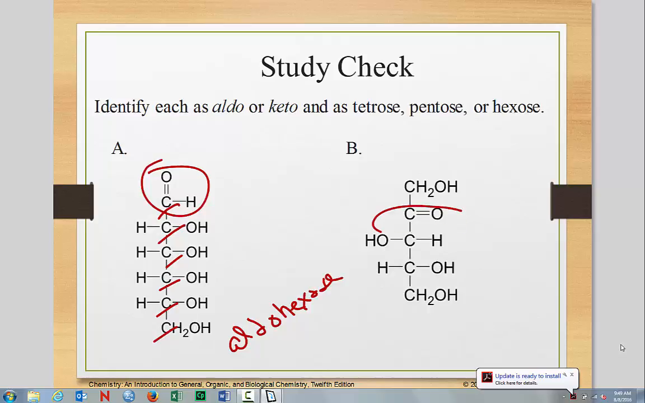This is a ketone because it's in the middle, so it's going to be keto. 1, 2, 3, 4, 5. 5 is pent, and ends with ose because it's a carbohydrate. And that's your introduction to carbohydrates.